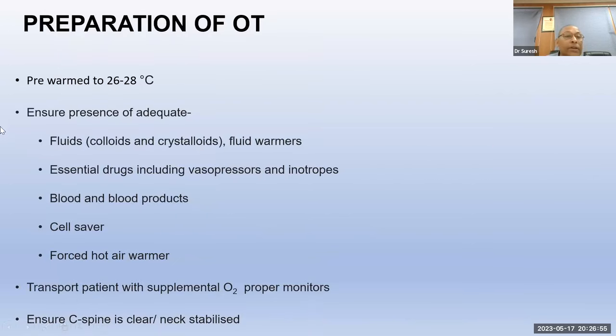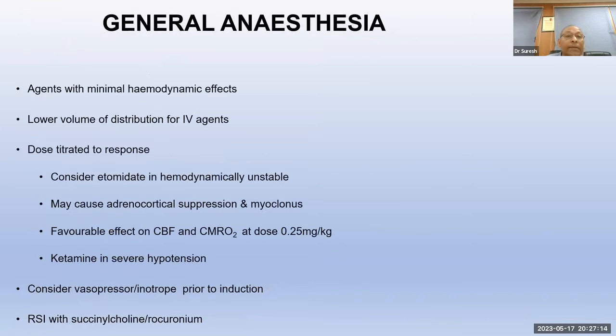Preparation of OR temperature to be maintained at 26 to 28 degrees. Ensure presence of adequate fluids, essential drugs, blood and blood products. Cell saver, a lifesaver. Forced hot air warmer or a Bair Hugger. Transport patient with supplemental oxygen with proper monitors. Ensure C-spine is clear or neck stabilized.